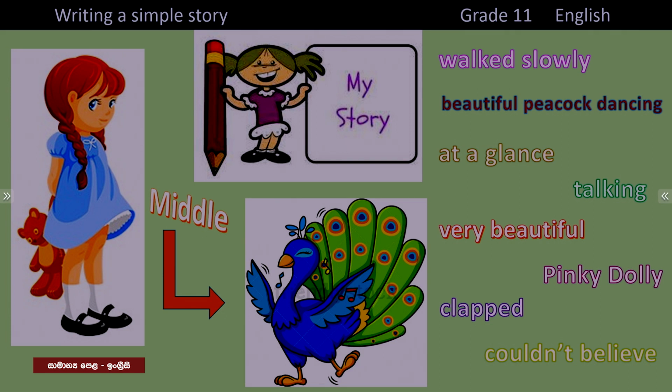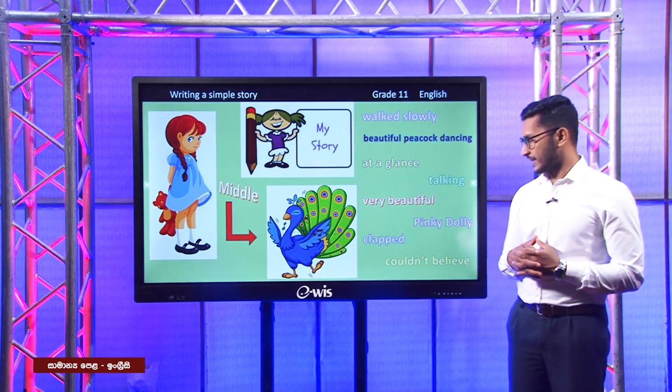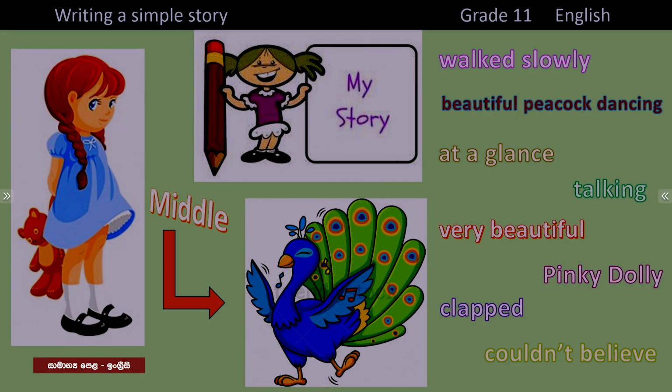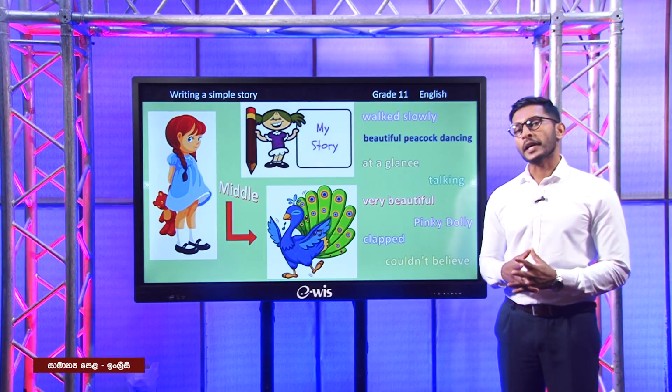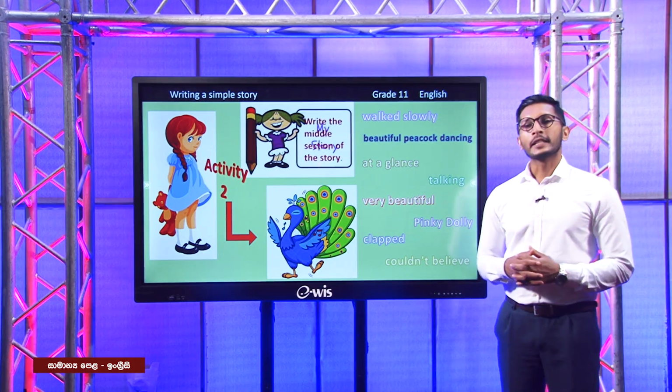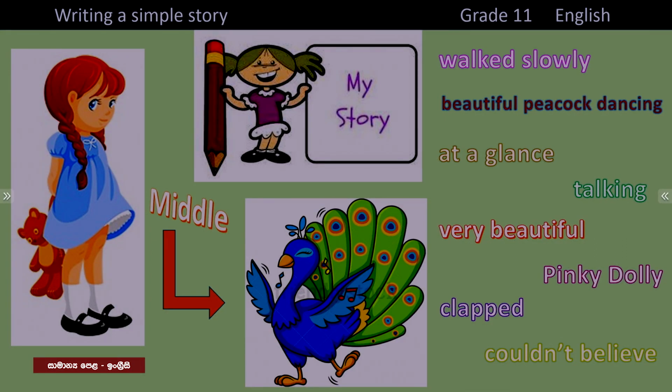Walked slowly, beautiful peacock dancing, at a glance, talking, very beautiful, pinky dolly, clapped, couldn't believe. So you might have seen the sentences say, I couldn't believe my eyes. So you can write here, at a glance, she couldn't believe her eyes. So using these phrases and words, you are going to build up the middle part of the story. Remember, in the middle part of the story, we present the problem. Now try to write the middle part of the story. Take your time and write at least 3 or 4 sentences.